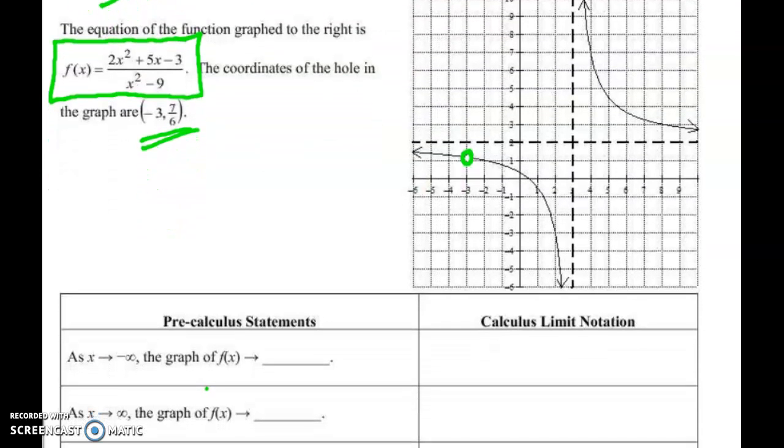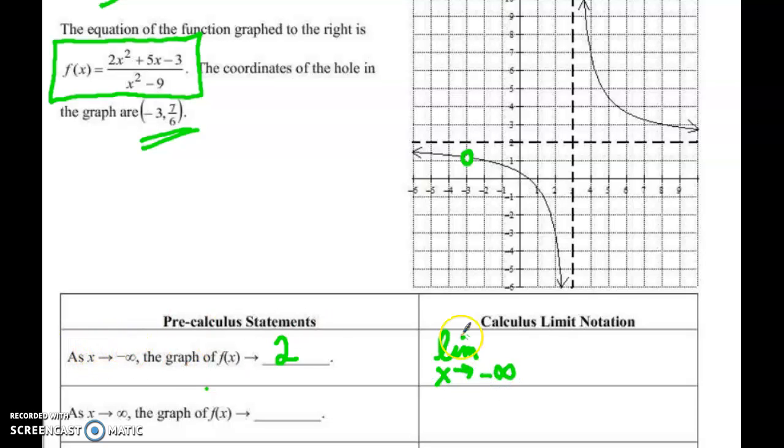The other thing that you probably remember is we wrote a lot of things in pre-calculus in this manner, where we wrote as x goes to negative infinity, it's getting closer and closer to the horizontal asymptote, which is y equals 2. Well, in calculus, we don't write it this way. We write it as limit. So LIM, I just write it in cursive, as x goes to negative infinity.